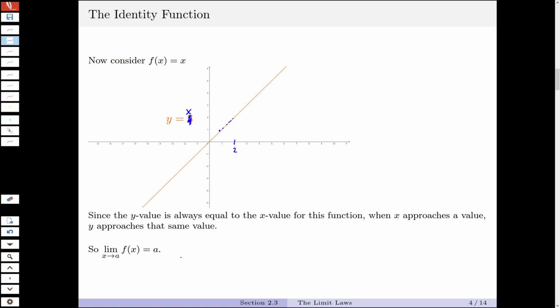And there's nothing special about 2, so we can generalize again. As x approaches a, the y values are also going to approach a. So the limit as x approaches a of this function f of x is a. Or just like last time, we could write that as the limit as x approaches a of x equals a.